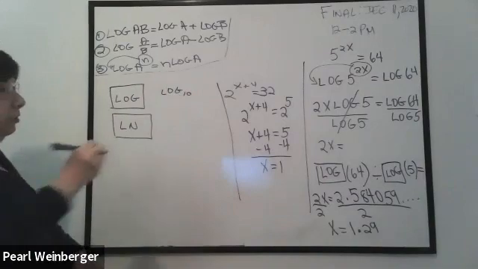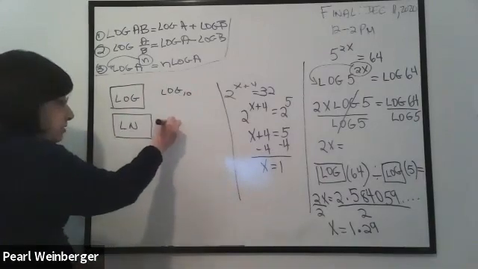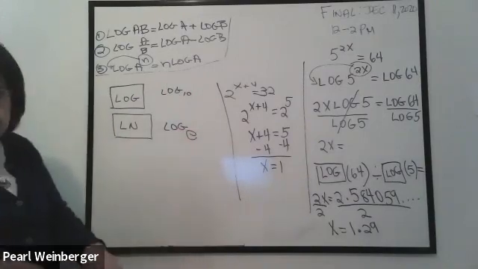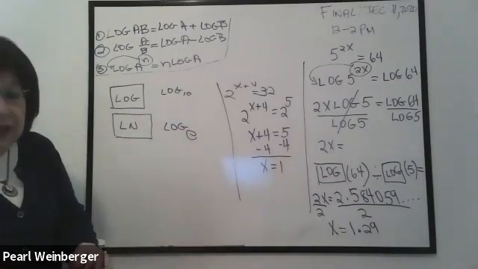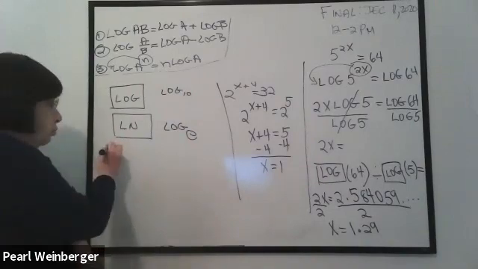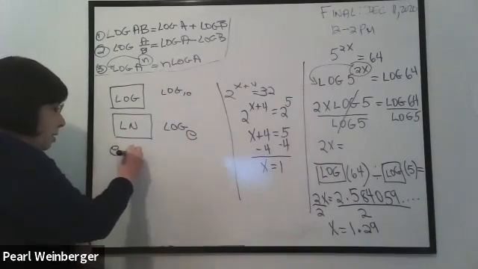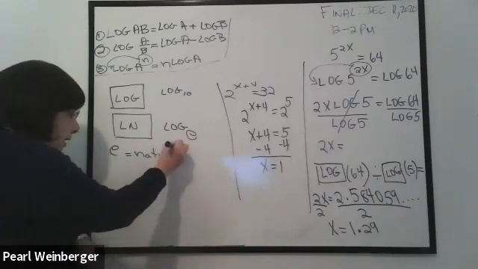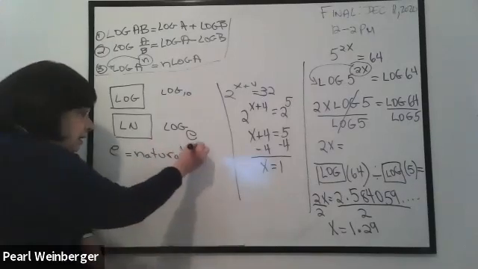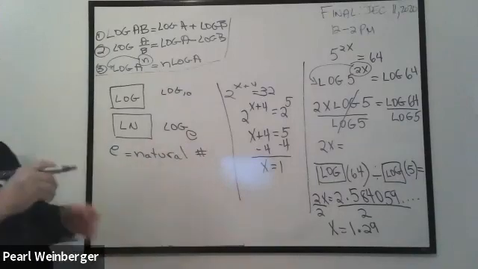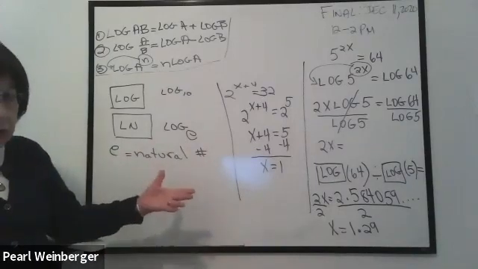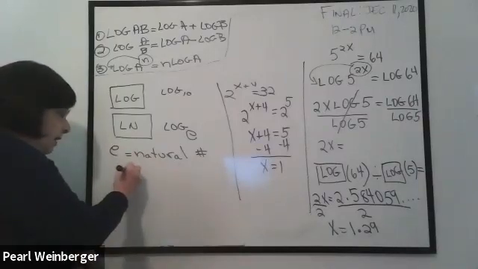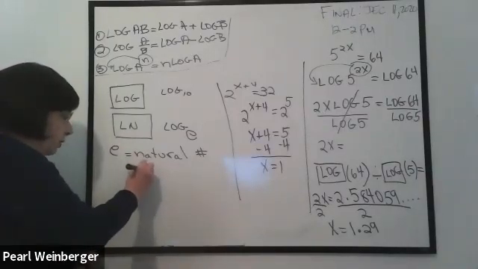LN is another log button. The base of that log is a number e. Now, e is a number that's called the natural number. It happens to be an irrational number. In other words, it's a number that has a long, long decimal. It's a non-ending, non-repeating decimal. It's something like 2.1.